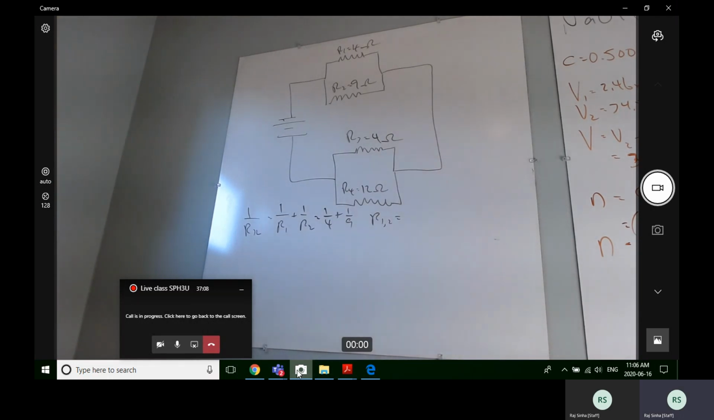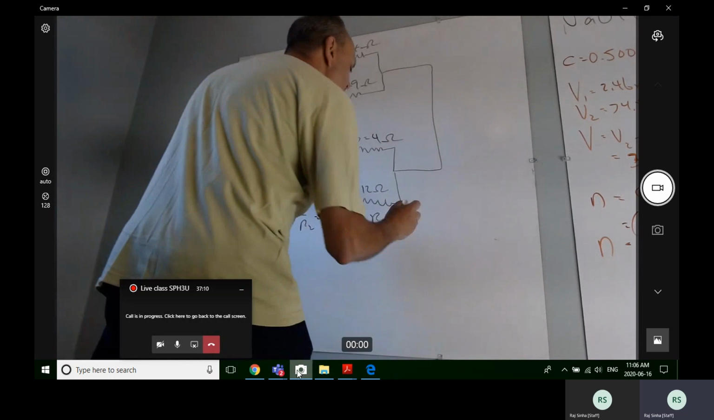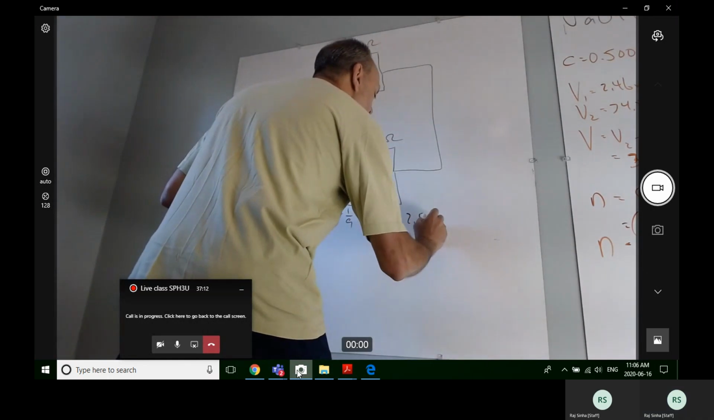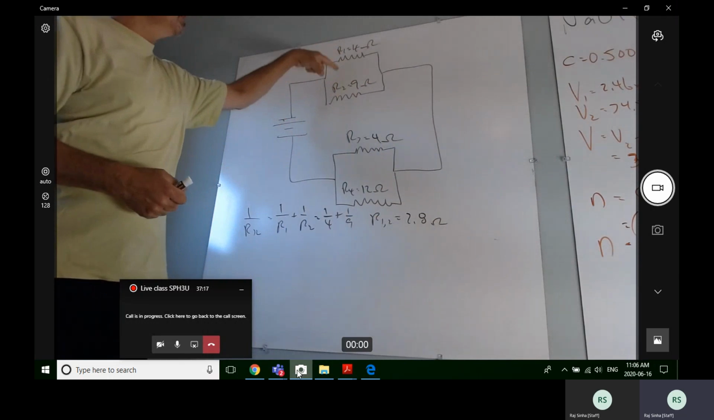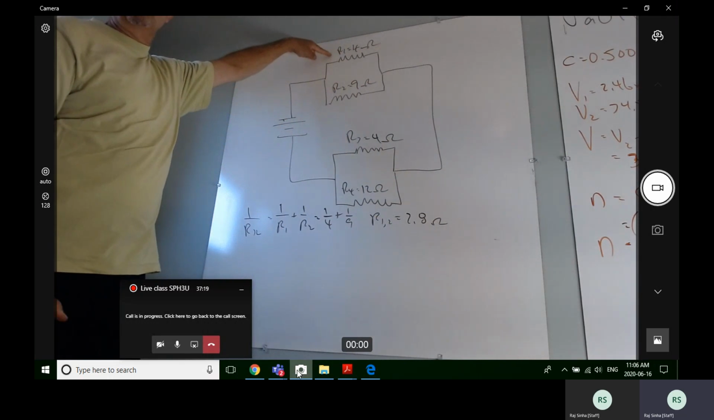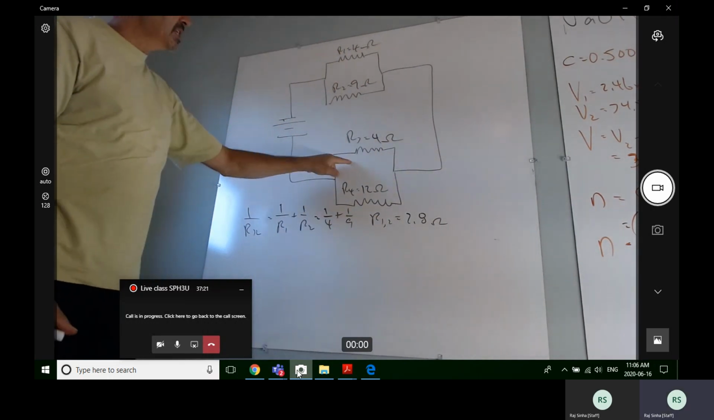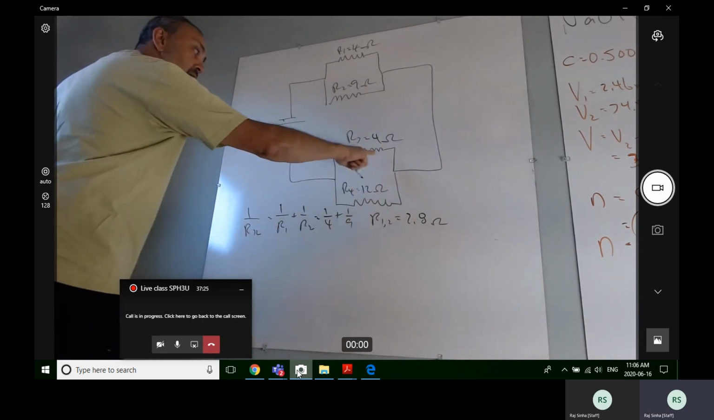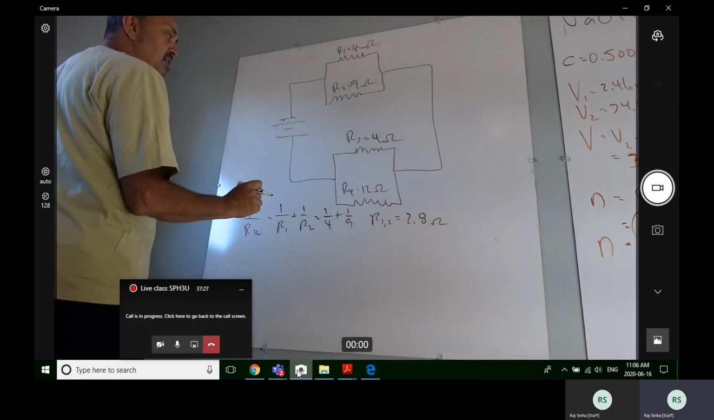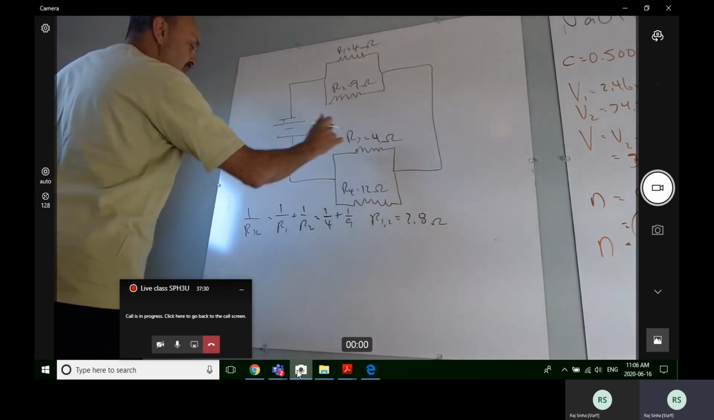I'm getting 2.8 ohms. I'm going to leave an extra sig dig in here for now. Again, notice that my total resistance here is less than the lower one, which was 4 ohms. We do the same thing down here. My R3-4 parallel resistors could be replaced if I know what the equivalent resistance is here.